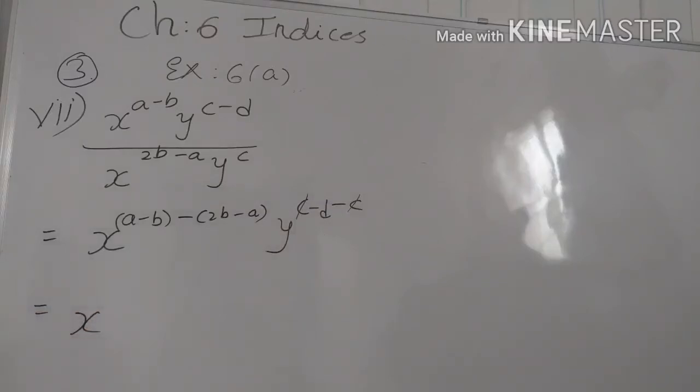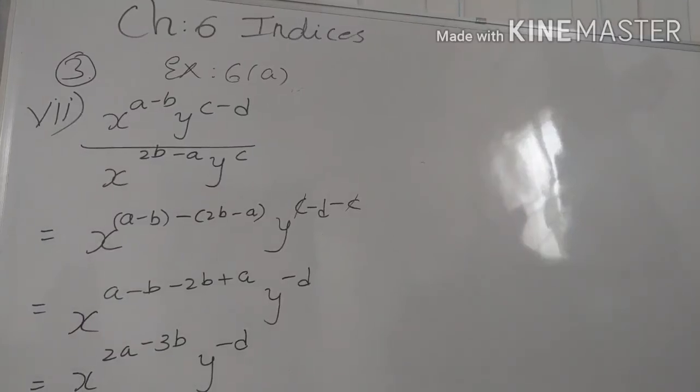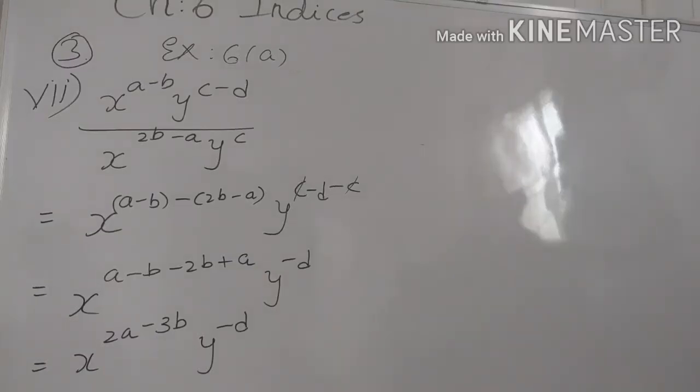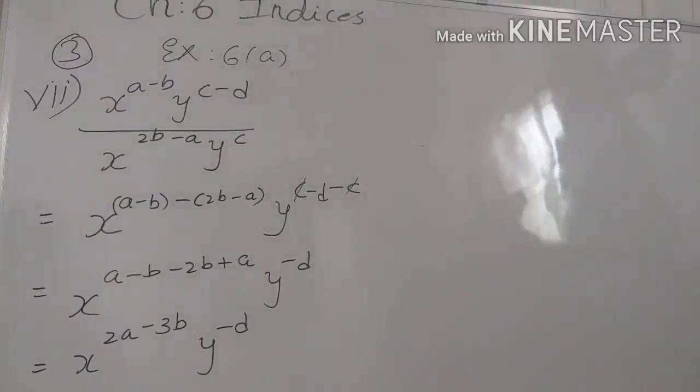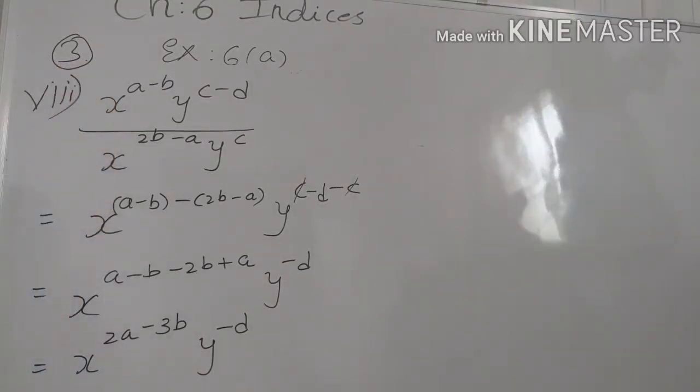Here we will open the bracket, like a minus b minus 2b plus a, and y raised to minus d. So here x raised to a plus a becomes 2a, and minus b minus 2b becomes minus 3b, y raised to minus d. So this is what we get as our answer. You can see how the answer came. Now let us move on to the next question, this is question number 8. I have written 7, but this is number 8.